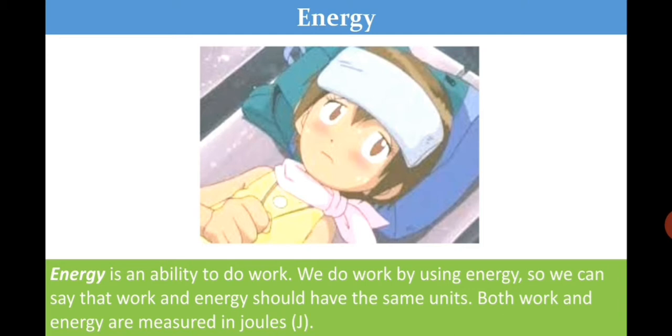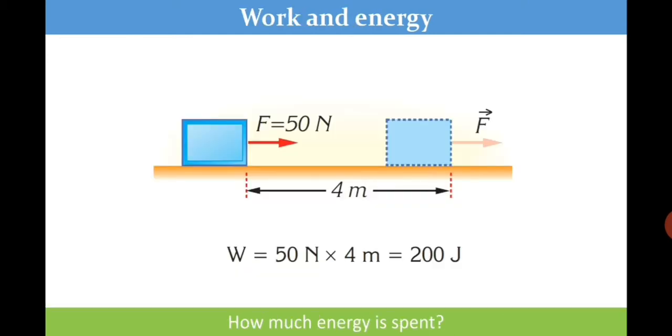What physical quantity is called energy? Energy is an ability to do work. We do work by using energy, so we can say that work and energy should have the same units. Both work and energy are measured in joules. In our previous lesson, we learned about work, so let's remember.